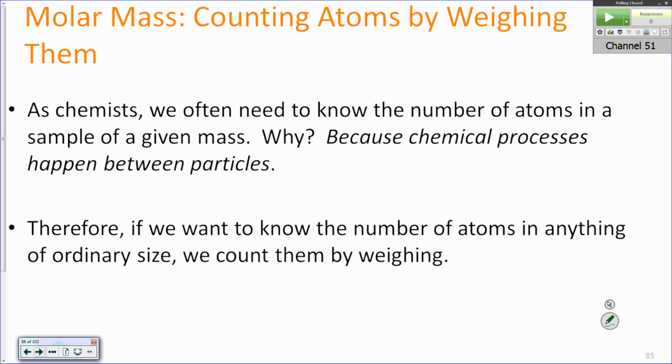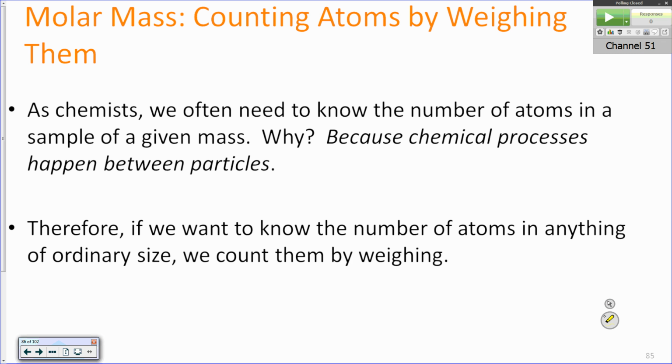All right. The reason that we're interested in it is we want to know how we can count atoms. When we want to know how many atoms are in a sample, we can't individually look at it and say 1 atom, 2 atoms, 3 atoms, 4 atoms. We have to take some kind of conversion to go from mass to the number of atoms, or vice versa, number of atoms to mass.